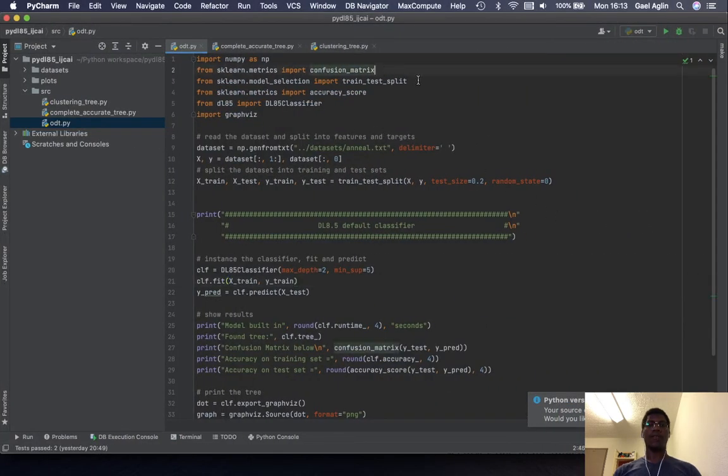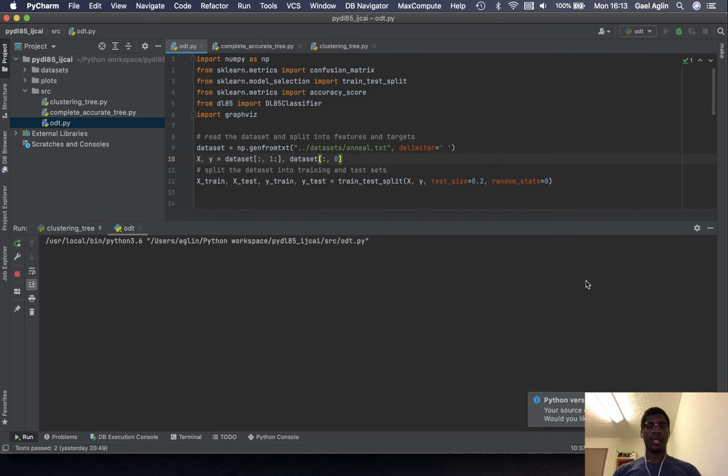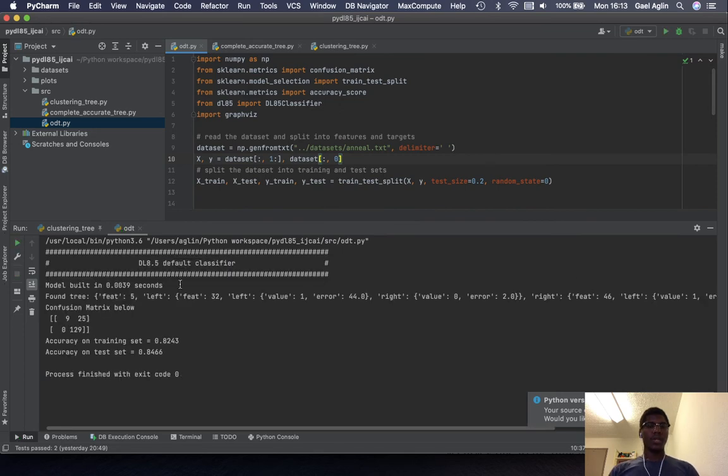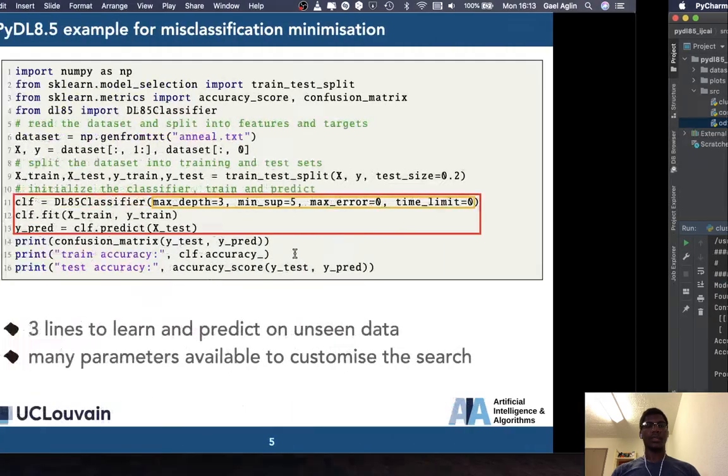We can use different scikit-learn functions. We initialize the dataset here. We initialize the classifier with a maximum depth of 2 and minimum number of instances per leaf set to 5. We train the model and predict on the test data, and we show some statistics. I'm going to run the code right now. You can notice that the result can be found in less than 1 second.